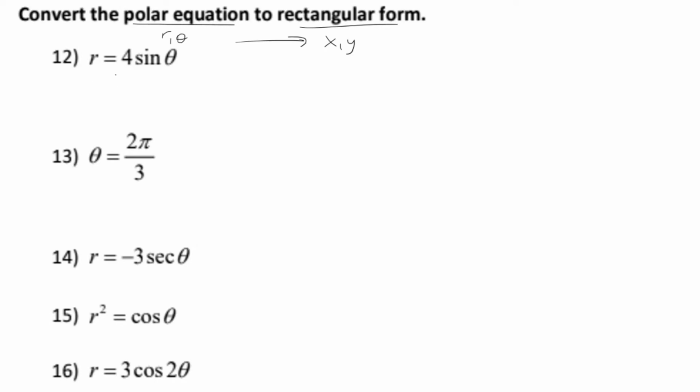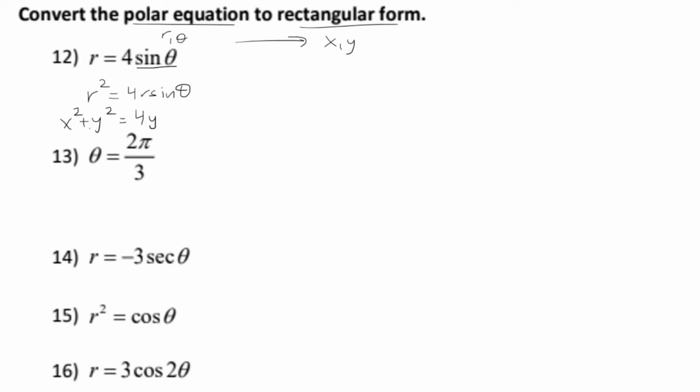Let's look at number 12. Do we see how sine theta is just sine theta? The 4 doesn't really do anything. So I want to have an r in front of the sine theta, because if I have r sine theta, I can replace that with y. How do I introduce an r without changing the whole equation? Multiply both sides by r. R times r gives me r squared, and then I'll have 4r sine theta. This is perfect, because r squared is x squared plus y squared, and r sine theta is just 4y.